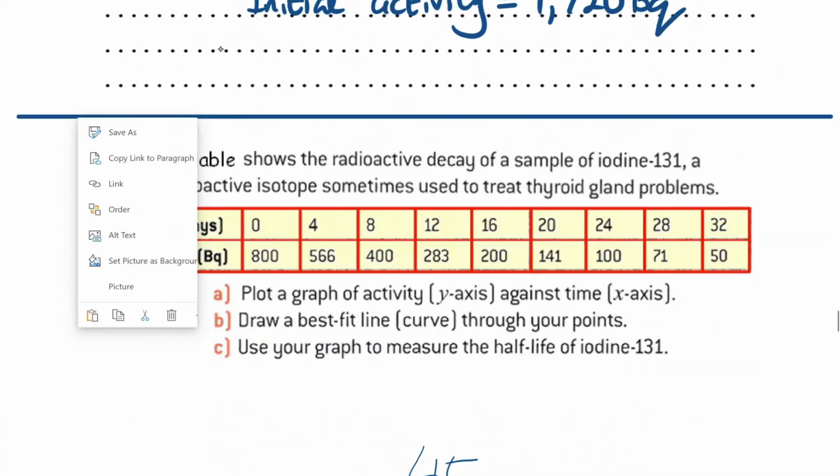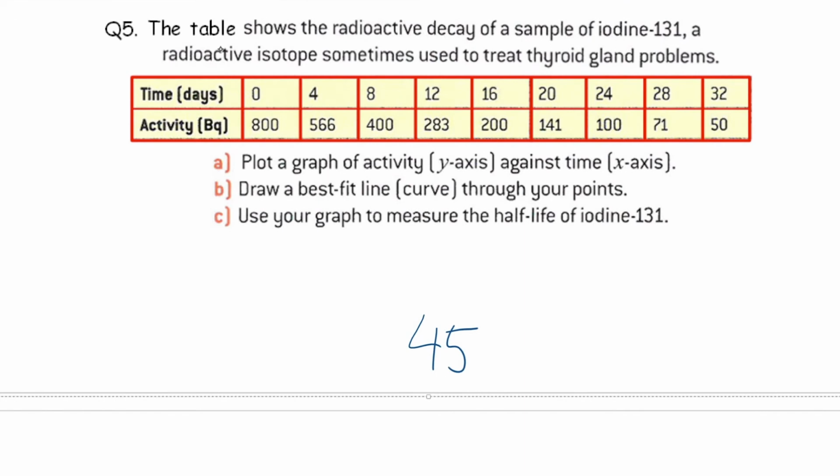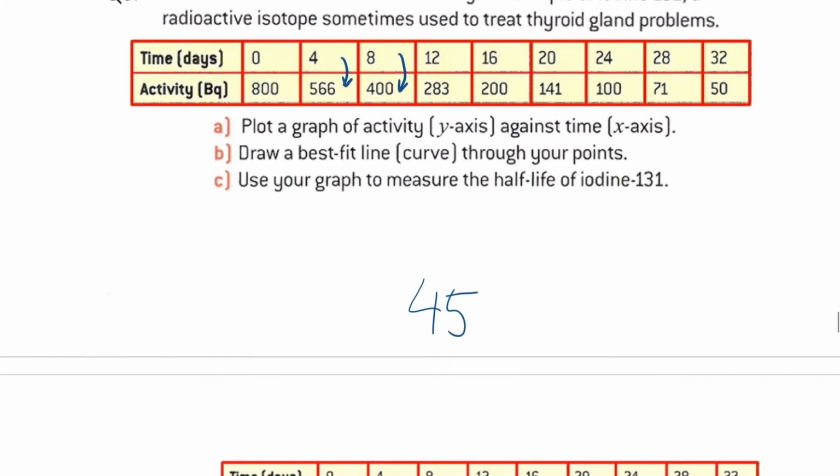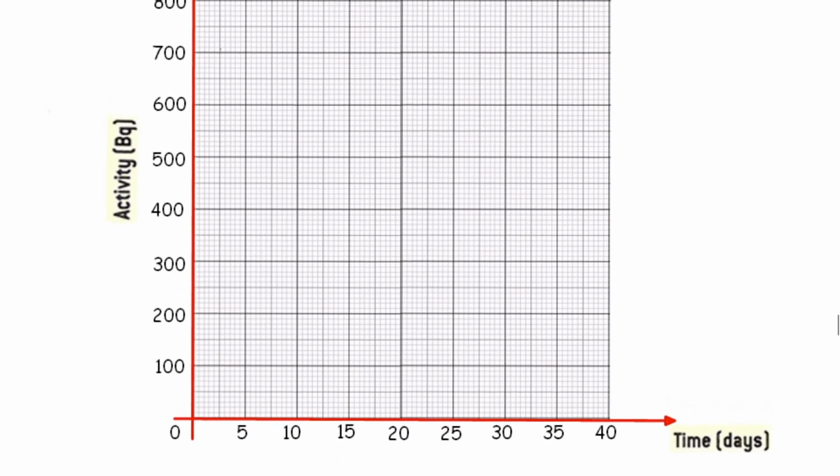Okay, question 5. The table shows the radioactive decay of a sample of iodine-131, and what does this mean? Well, its original activity was 800, after 4 days it was 566, after 8 days 400, and so on. Plot a graph of activity on the y-axis against time on the x-axis. Draw a best fit line through your points, and use your graph to measure the half-life of iodine. So you can do this now. I'll spoil you by giving you the table again underneath. The axis is done for you.